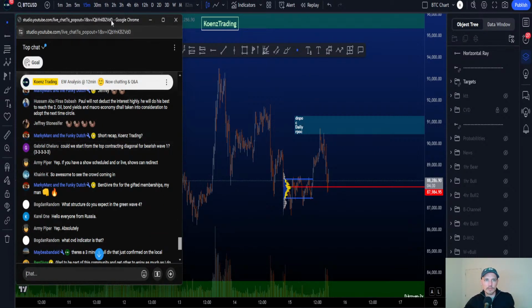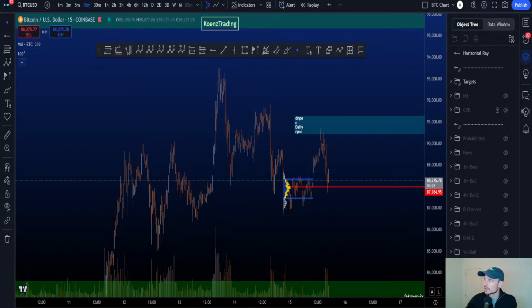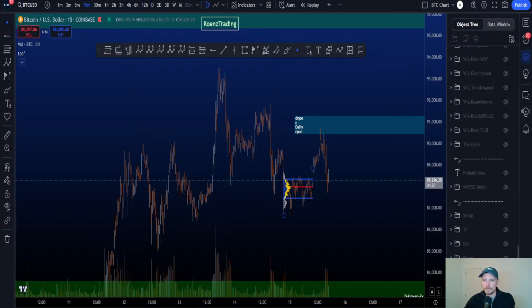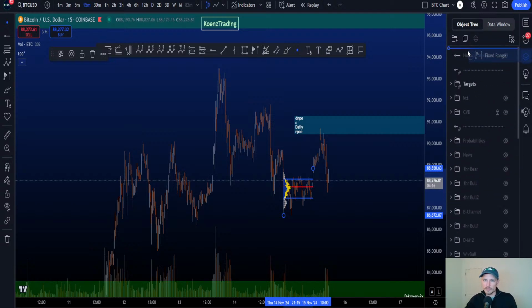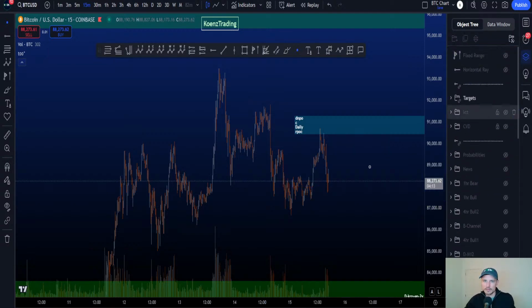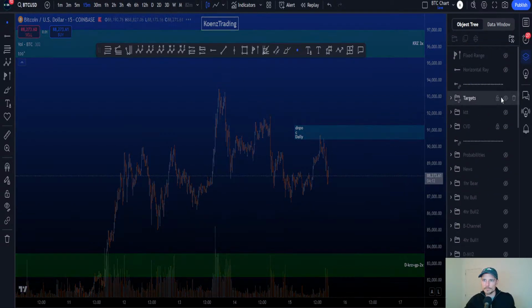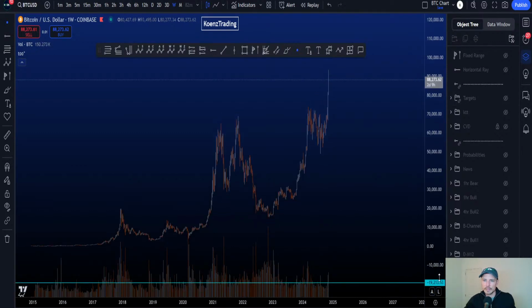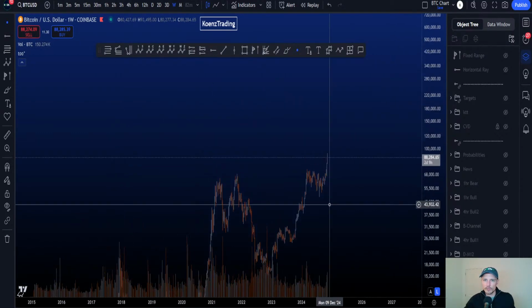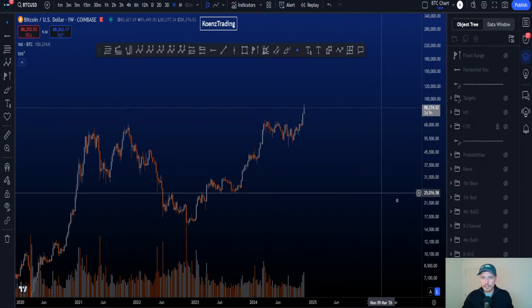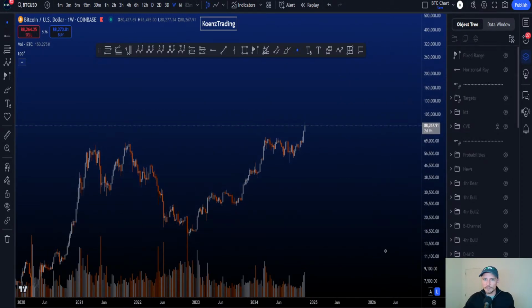Short recap. Yeah, we can definitely give a short recap. Let me do that. Turn that off. Fixed range, drag it up. Never really know why fixed ranges always move all the way to the bottom of the object tree.